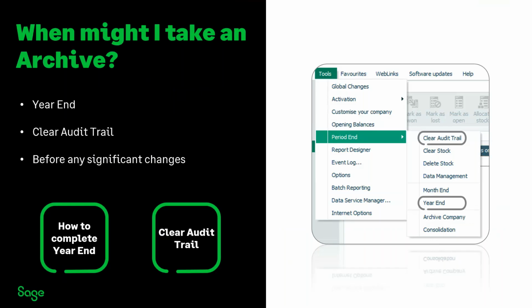So when might you take an archive? You can take an archive at any point in time. There's no limit on how many times you can take one, but we always strongly recommend to take one prior to running things like your year-end process and anytime you run a clear audit trail as well. So you might run a clear audit trail straight after running your year end. And if you've already taken your archive just before running the year end, you wouldn't need to take another one.